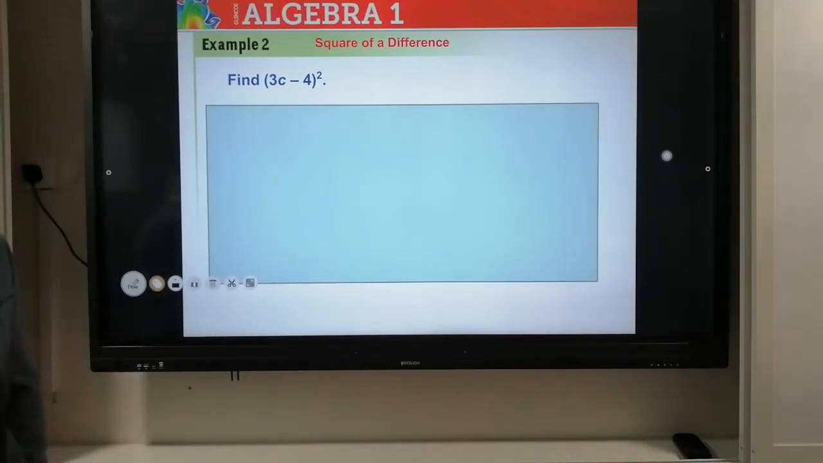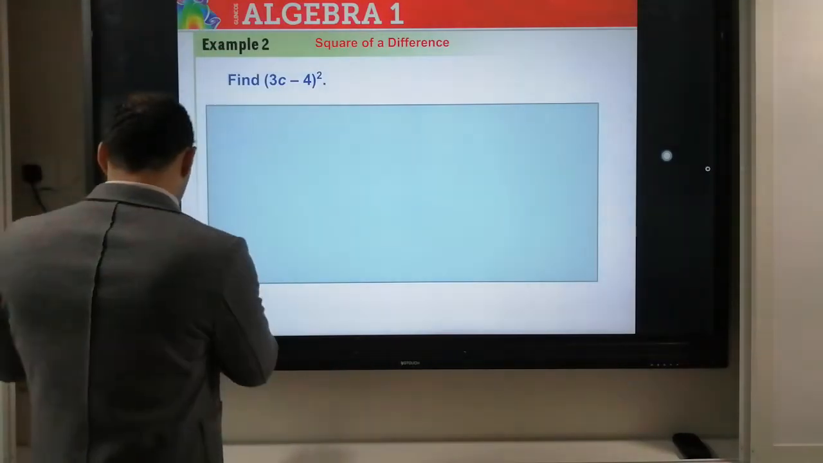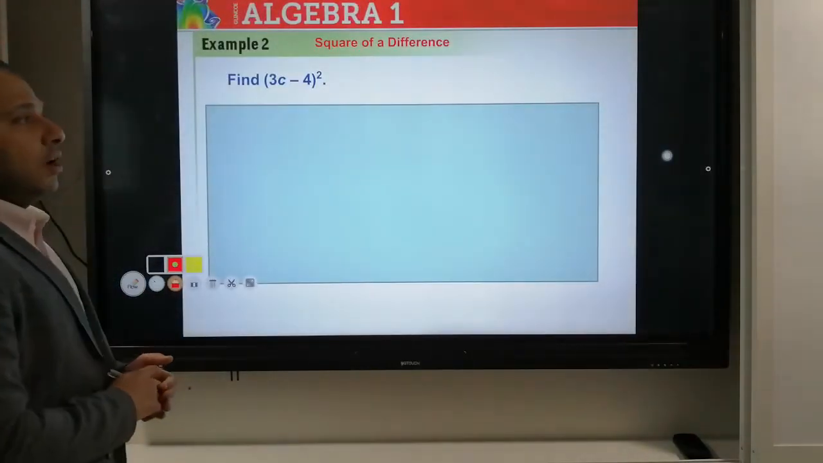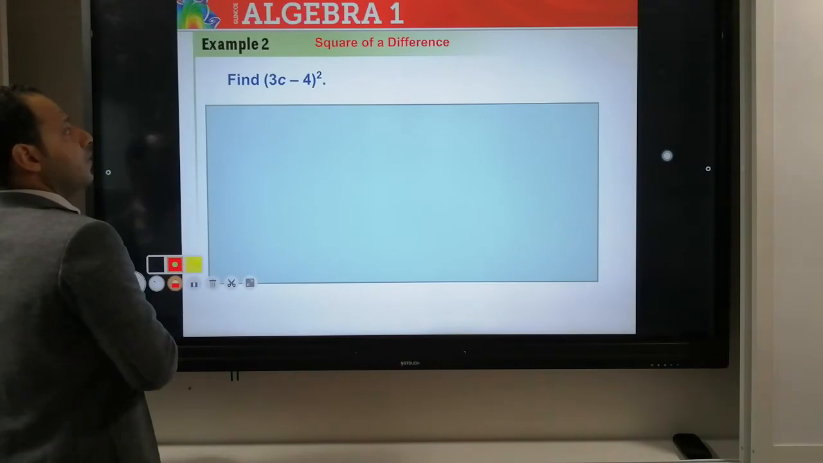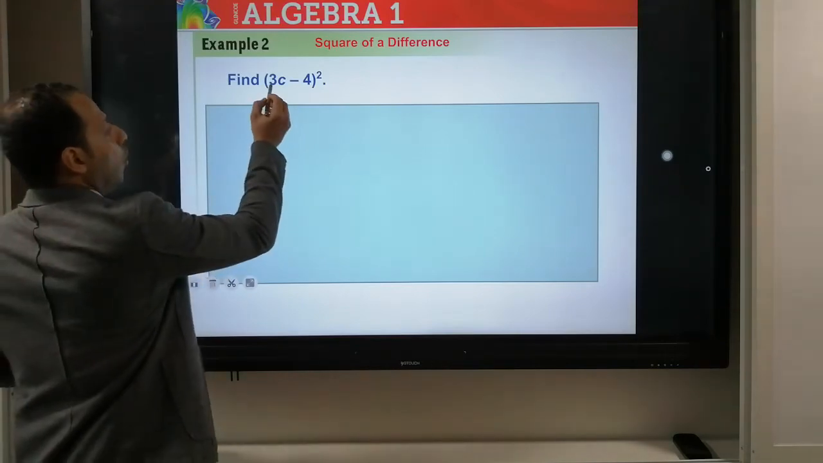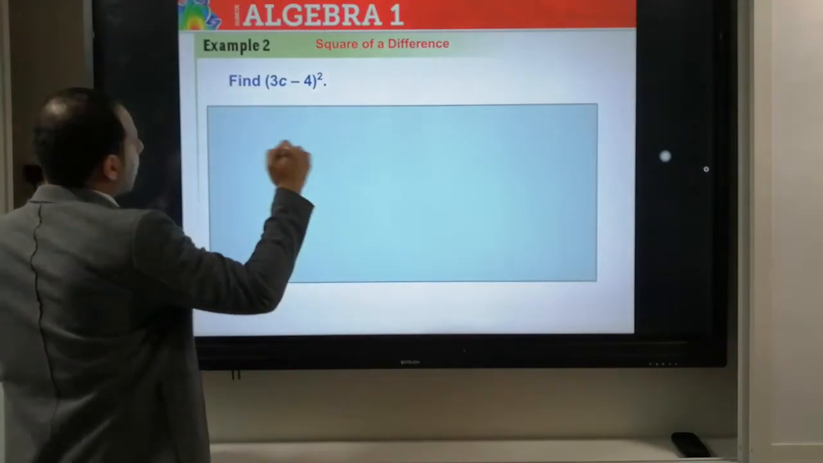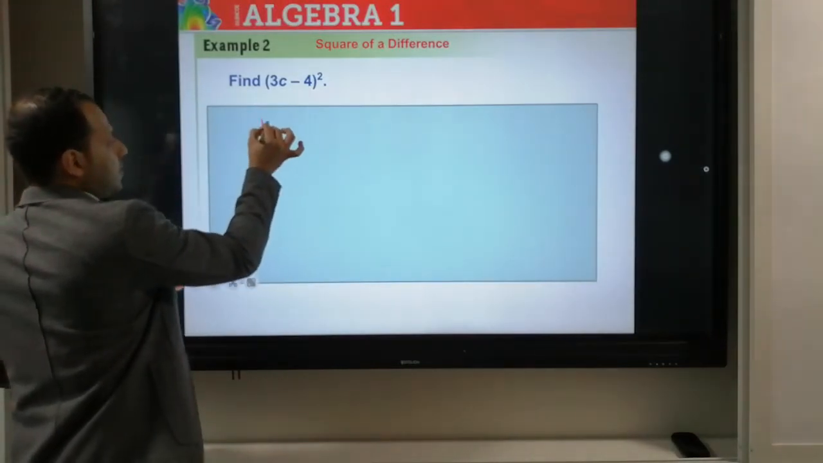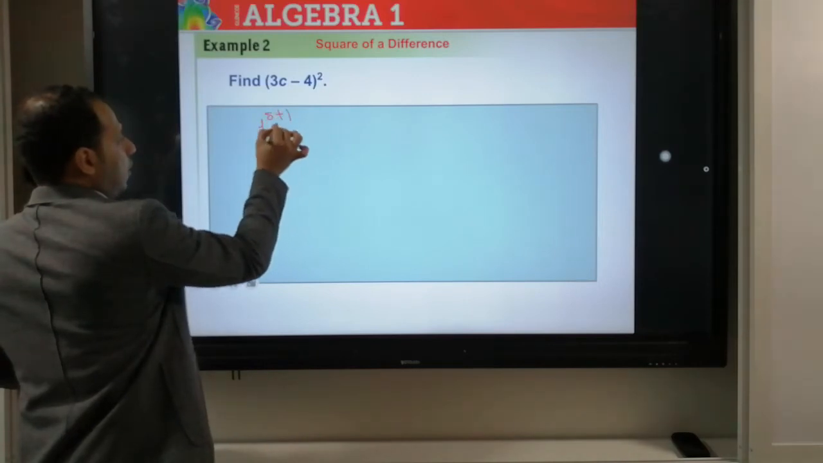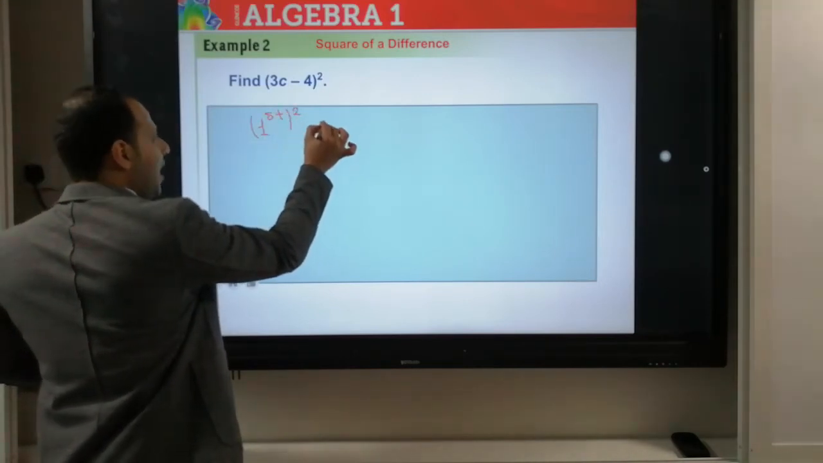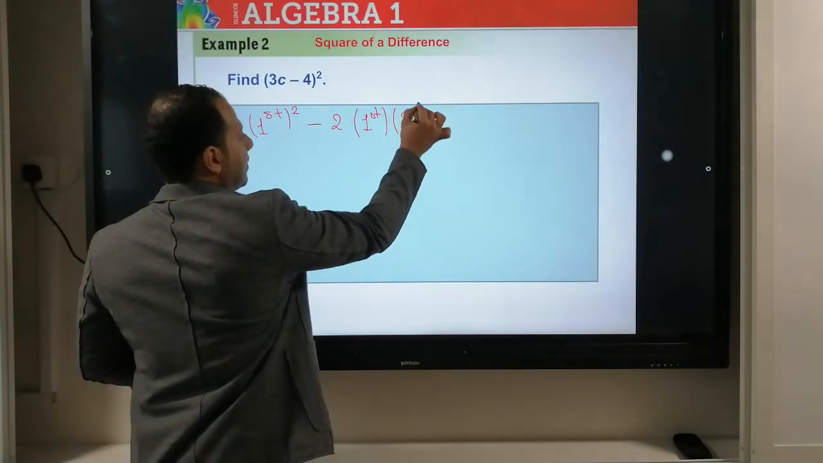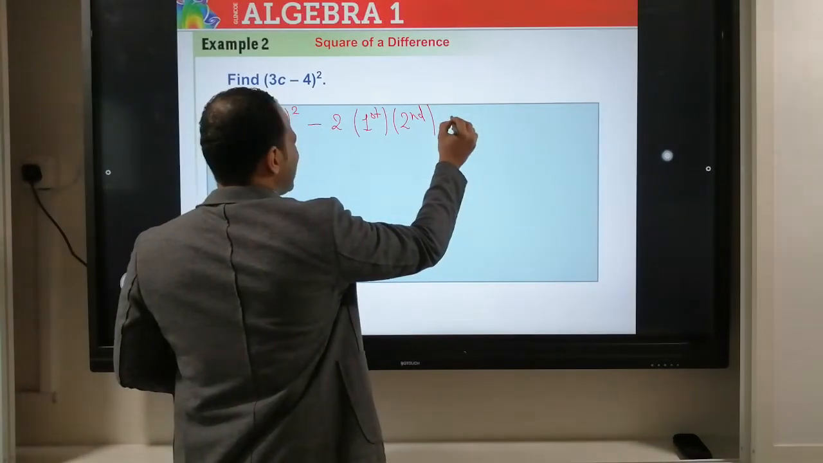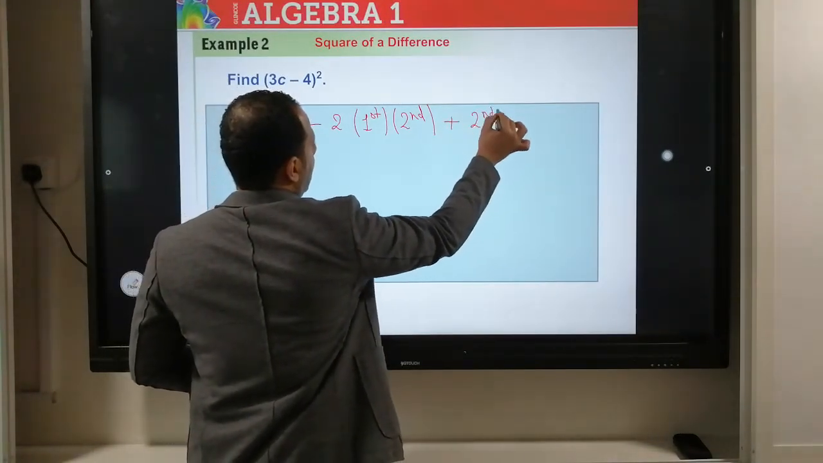3c minus 4 whole power 2. Start with me. Okay, I'm waiting for your answer. So we have, excellent. You need to write the rule. Okay, there is no problem. For the first examples, we can write the rule. First power 2 minus 2 times the first times the second, plus, excellent, the second power 2.